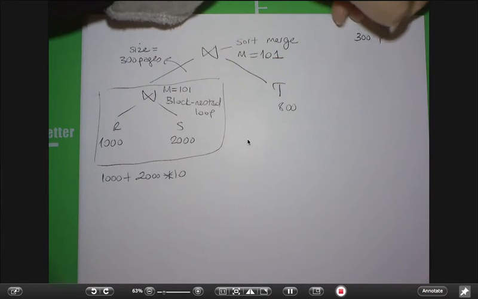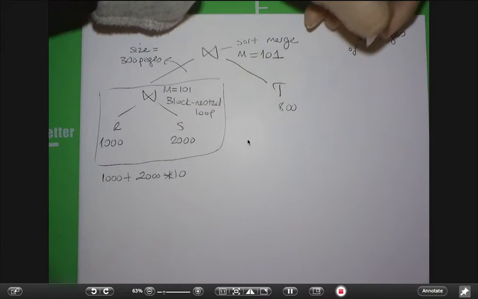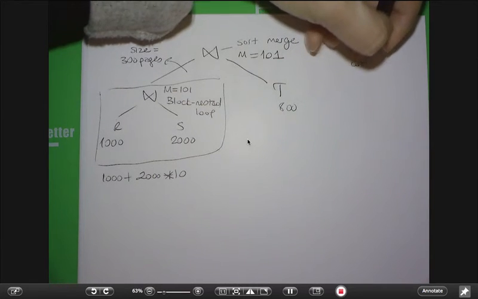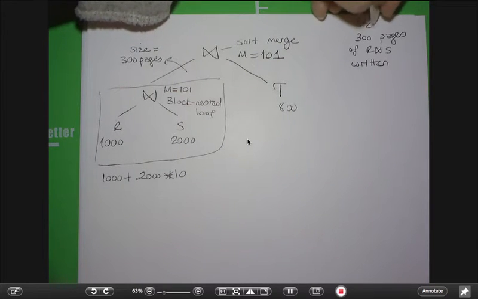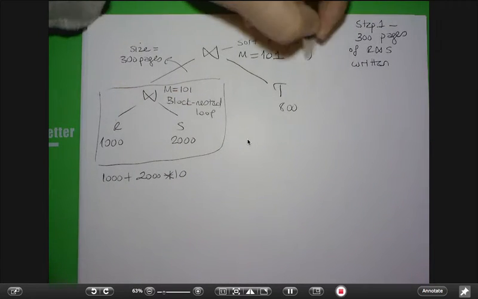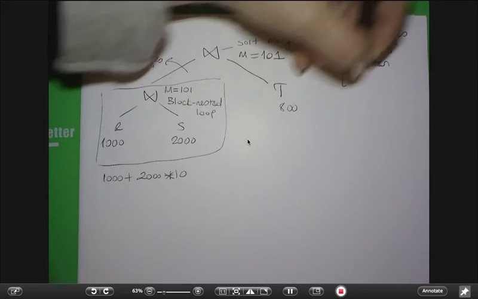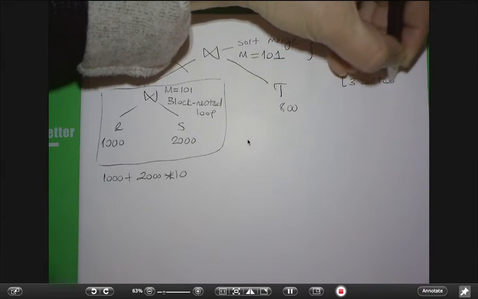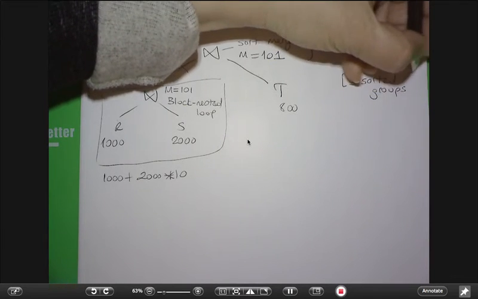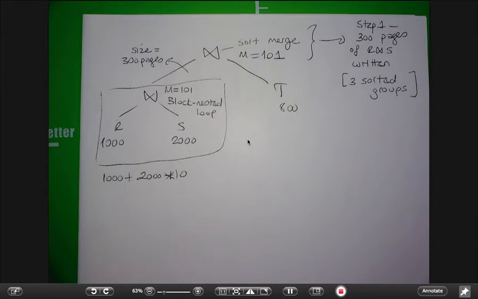And eventually, when all the join results have been produced, I will have written 300 pages of R join S for step 1 of this join, okay? And I keep reading that into 101 blocks, so that's going to create 3 sorted groups. So I'm doing a sort, right? The first step of the sort: read in groups, sort and write. But I don't read from disk, I read from the operation below, so there is no cost to read, but there's a cost to write it out.